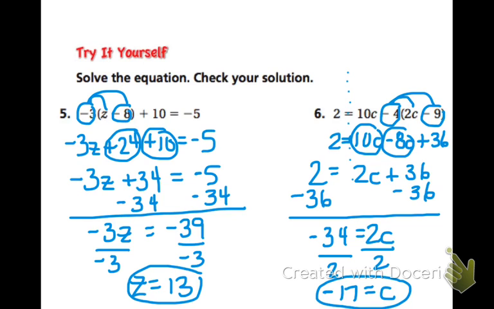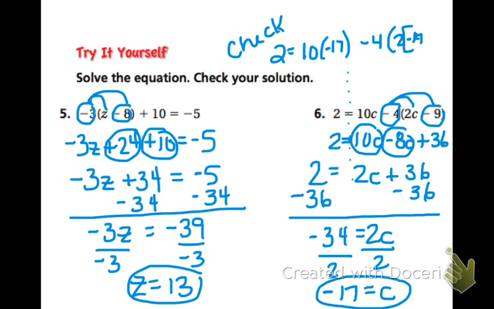So if I do that, I'll have up here, I'll check my work. 2 is equal to, and then we would have 10 times the negative 17, and then minus the 4 times 2 times negative 17 minus 9. So 2 would be equal to negative 170 minus 4, and then inside the brackets we would have, oops, I should have put that way. 2 times a negative 17 is going to be a negative 34 minus 9.